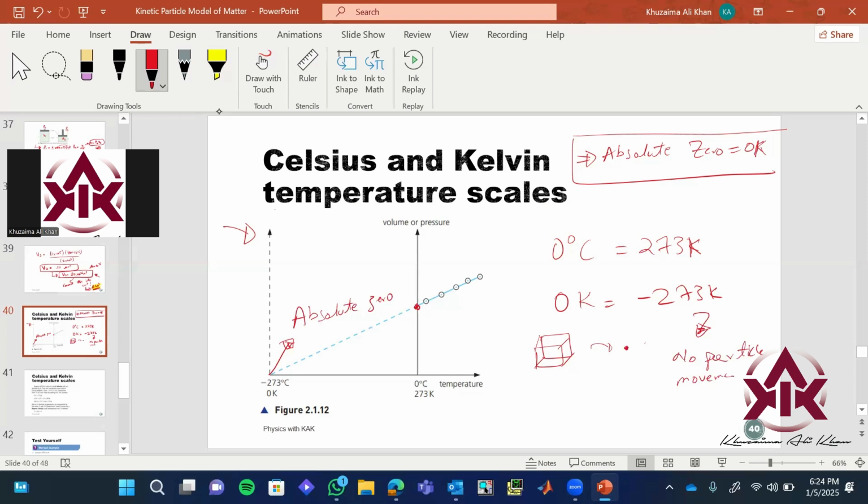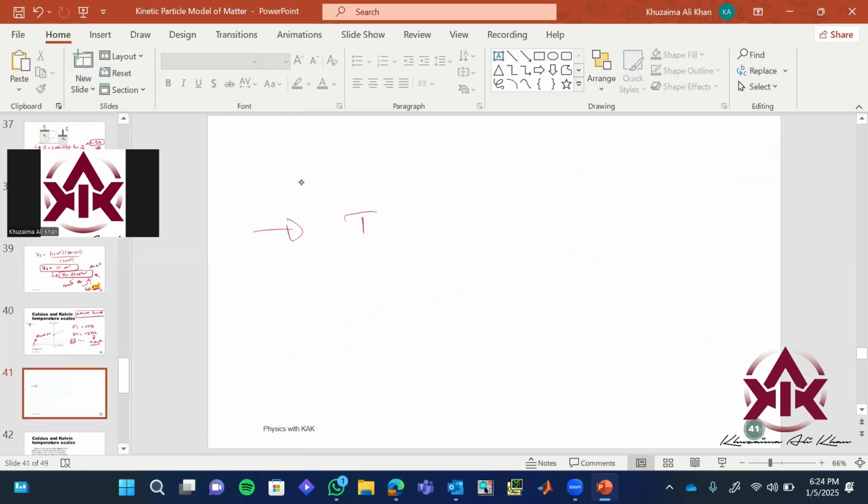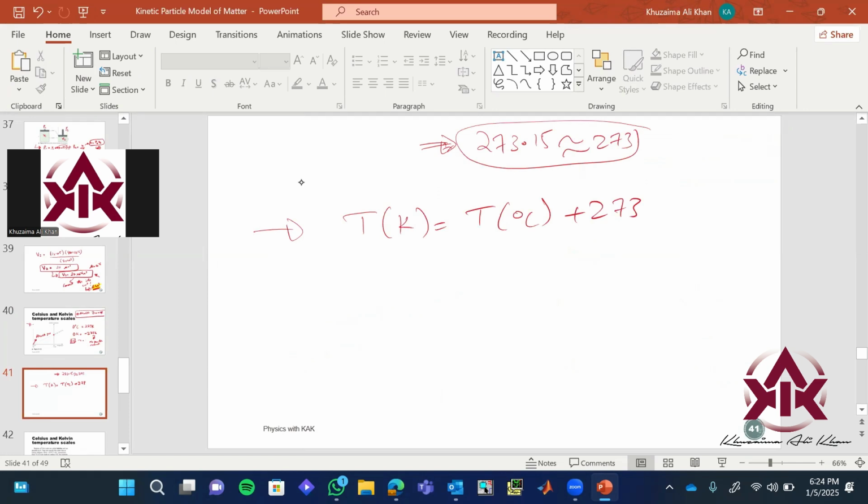So this is the relation of Kelvin and Celsius. We have an equation which can relate these two things, which is as follows. Temperature in Kelvin is going to be temperature in degrees Celsius plus 273, right? For your reference, the actual value is 273.15, but in O levels we use 273, right? So this is the relation between Kelvin and Celsius.